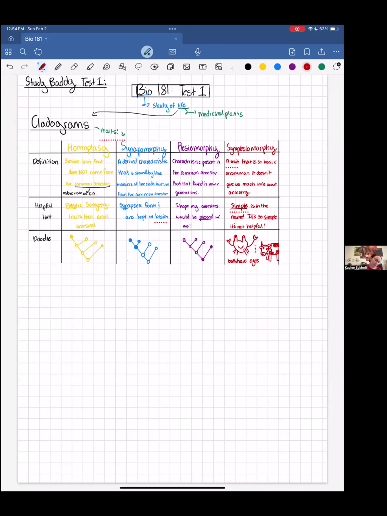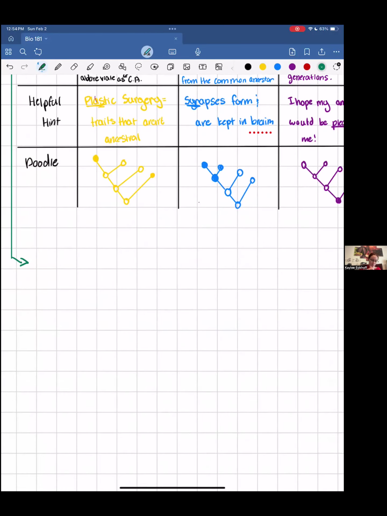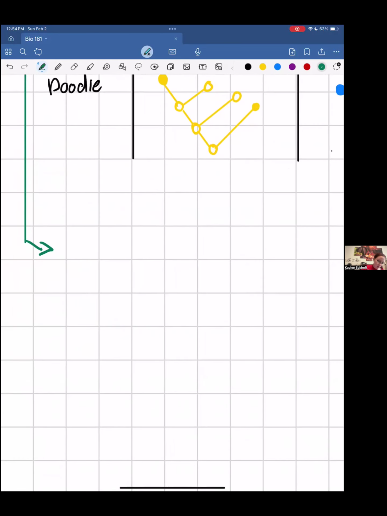But if we want to go back to cladograms, I'm going to take a different color. Another thing with cladograms we're going to want to talk about is monophyletic, paraphyletic, and polyphyletic. So I'm going to draw an arrow down here. We're going to need to talk about structure and just understanding clades themselves. So over here, we're going to go down to clades.